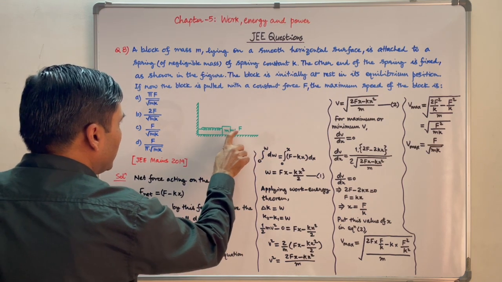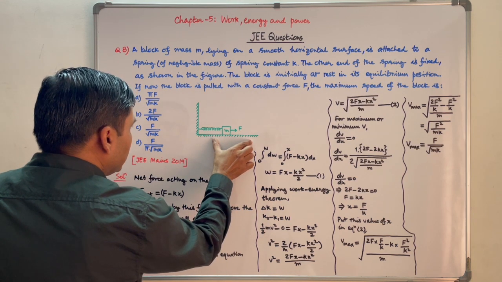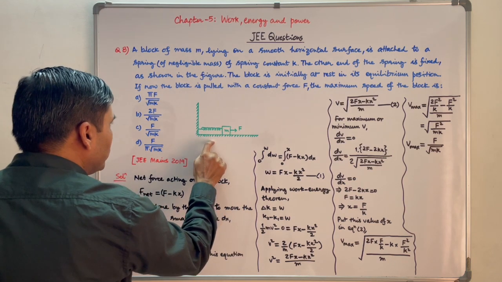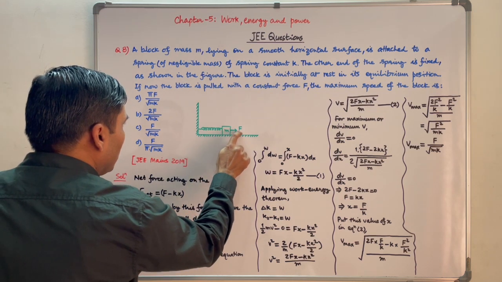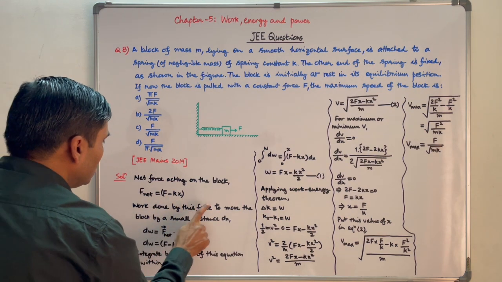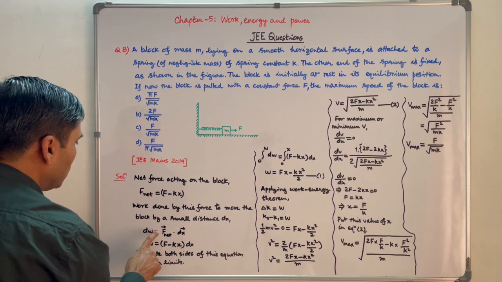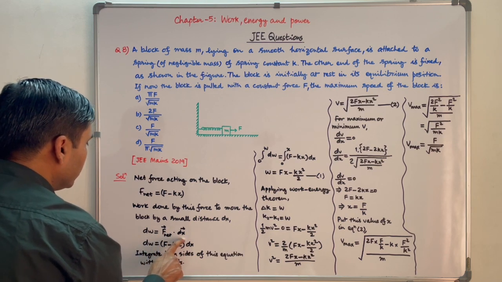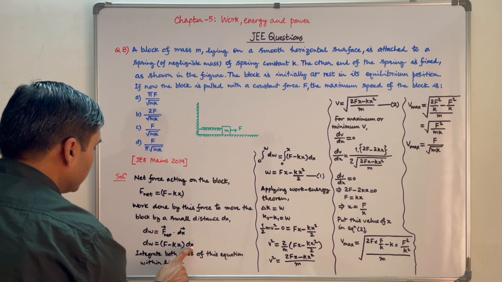When this block is pulled by external force F, the spring will be elongated. As a result, the spring will apply a force on the block towards the left, and that force is equal to minus kx as per Hooke's law. So the net force on the block will be F minus kx. Work done by this net force to move the block by a small distance dx is given by dW equal to F net dot dx. Since force and displacement are both in the same direction, their dot product will give (F minus kx) dx.